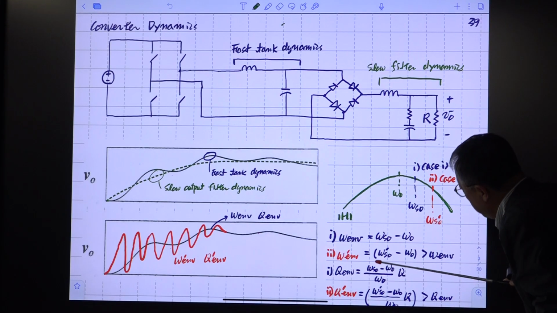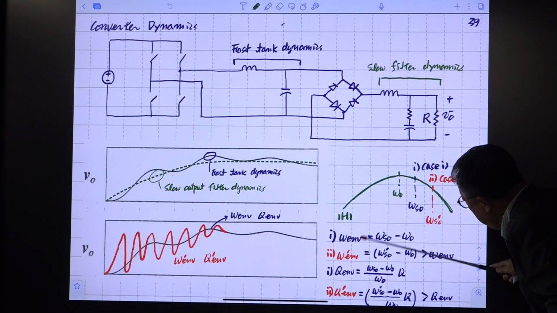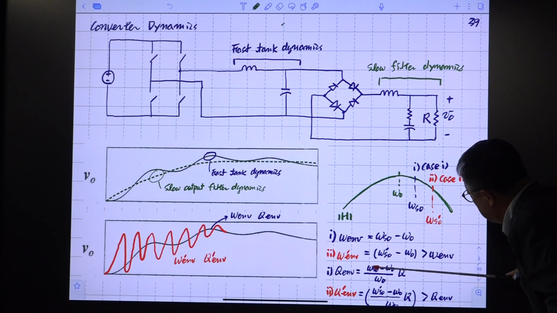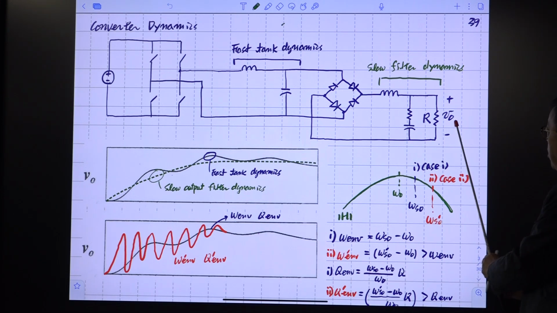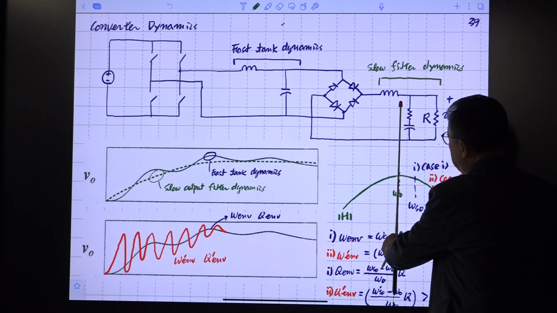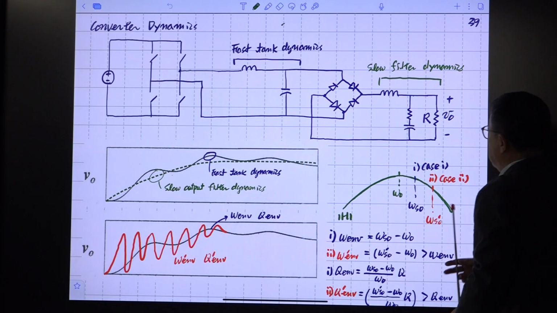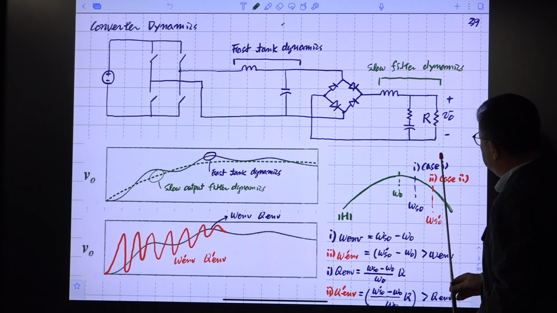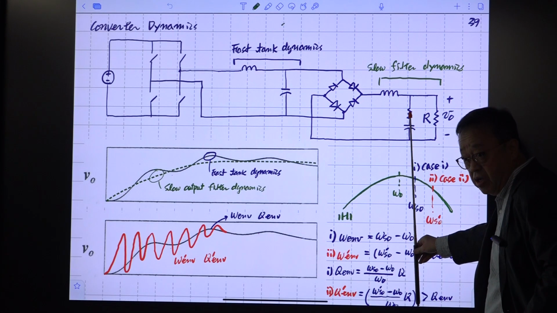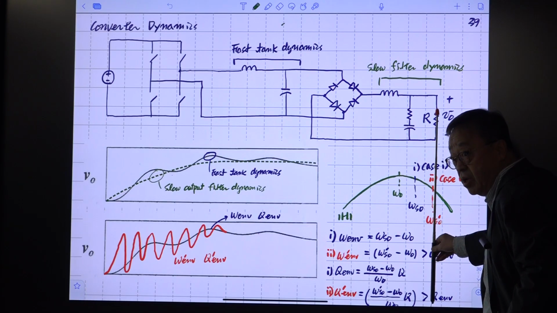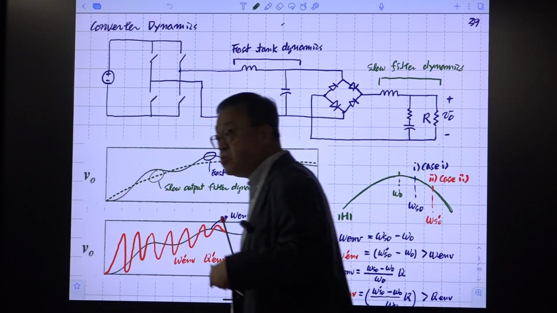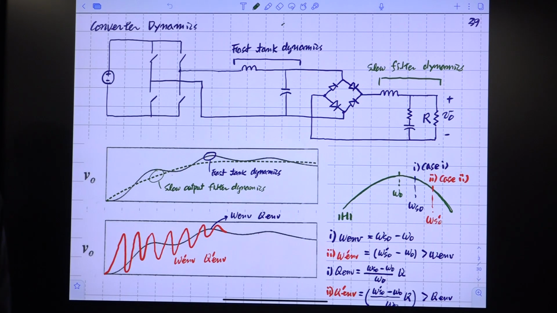So this Q is simply the same as this one. Okay, and you have this expression. This is the resonant frequency of the tank circuit. Suppose first the unmodulated switching frequency is here. Then we move the unmodulated switching frequency here. This situation is the same as changing the steady-state duty ratio of your PWM converter.